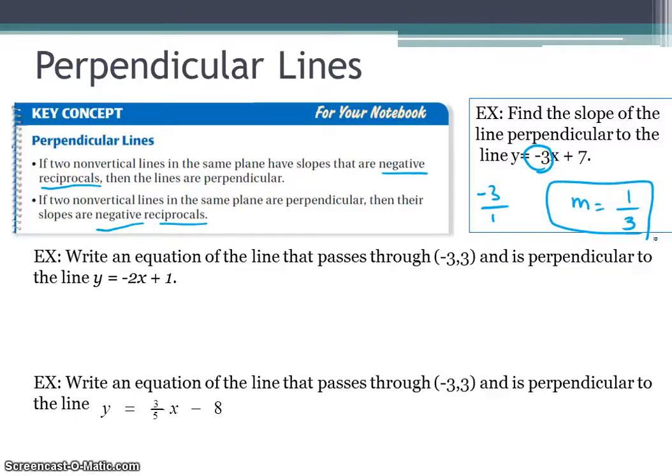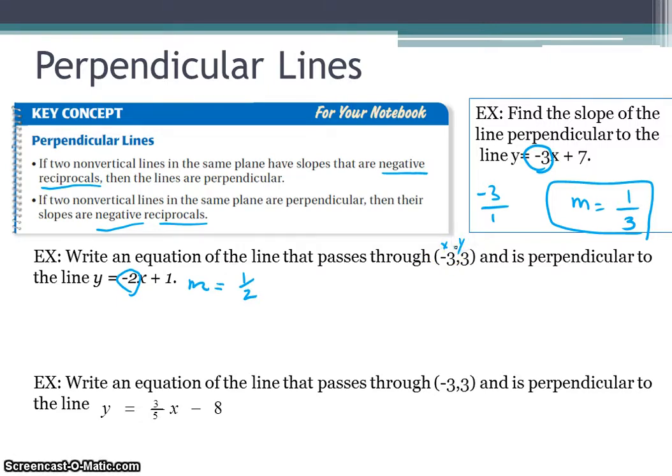All right, thanks. So write the equation of the line that passes through negative 3, 3 and is perpendicular to the line y equals negative 2x plus 1. First thing I need to do is find the slope of this line. So my slope is negative 2, kind of like how yours was negative 3 over there. So my negative reciprocal: the reciprocal of 2 is 1/2, and the opposite will be positive. I also have my x and my y. That's it for the new stuff for this problem.